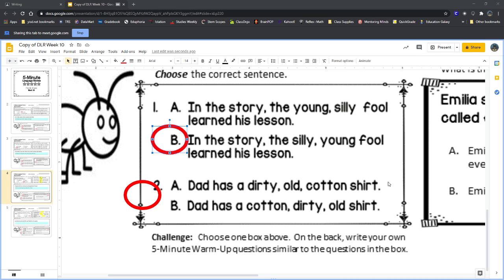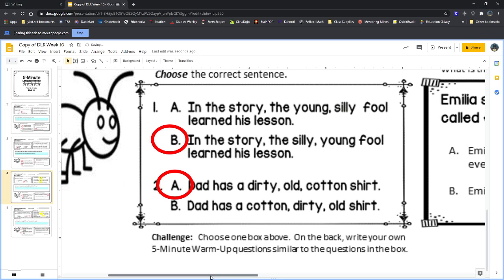What about the second one? Our two sentences are: Dad has a dirty old cotton shirt, or Dad has a cotton dirty old shirt. Jaylene, what do you think? A or B? Whitney? Which one do you think? A or B? I think it's A. We want to talk about the condition it's in, then the age, and then what the material is. So Dad has a dirty old cotton shirt.